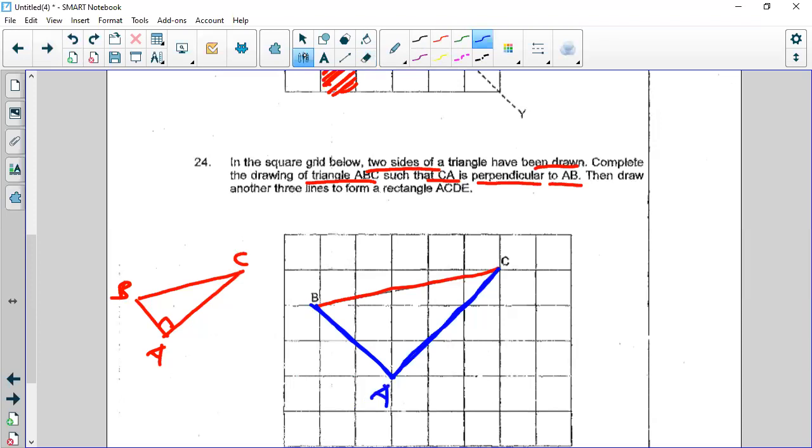Okay? So your CA is perpendicular to AB. So if you don't put the square box, minus marks. If you don't put the letter A, also minus marks. Okay, then how do you draw the rectangle ACDE?